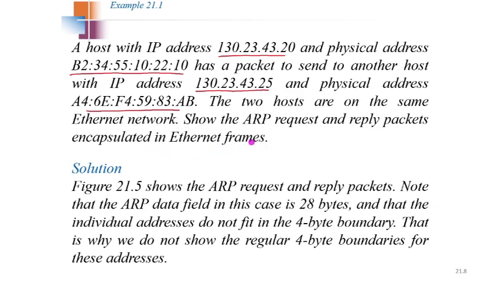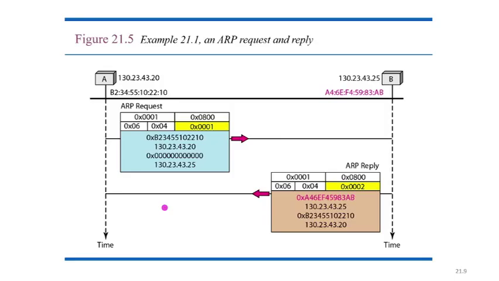So what will be the ARP request and reply packets, what different components will they have, and what values are being asked. These are the two hosts basically. Here is the figure we are going to consider for the ARP request. This is the ARP request and this is the ARP reply. This was the IP address of the sender, and this is the physical address or the MAC address. This is the IP address and this is the MAC address of the receiver.